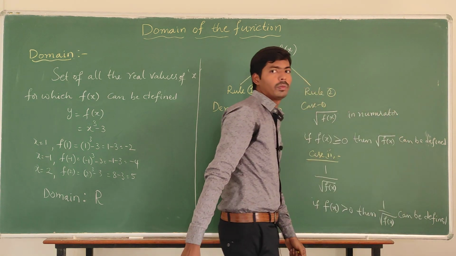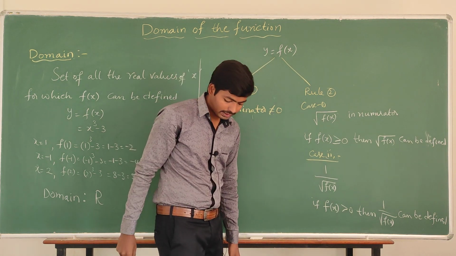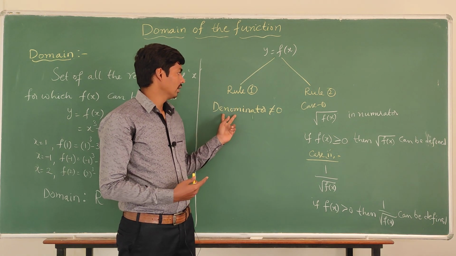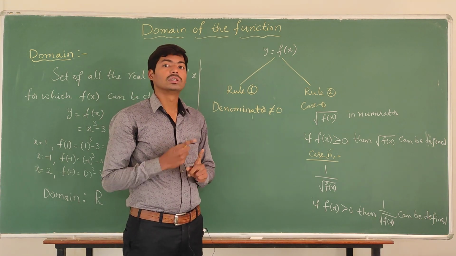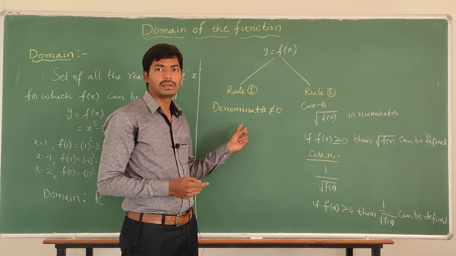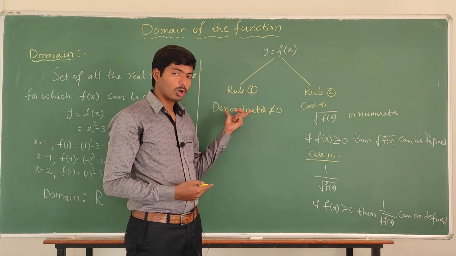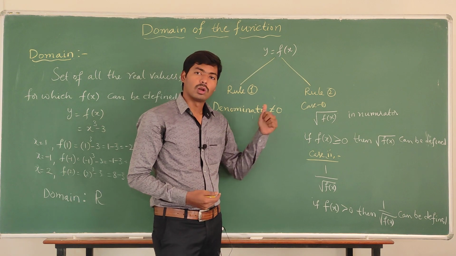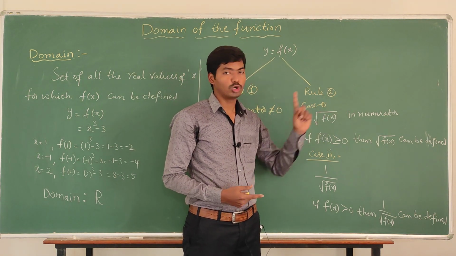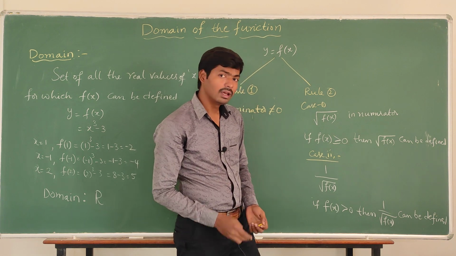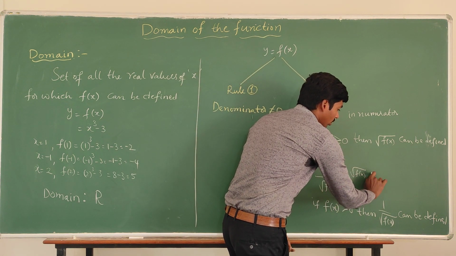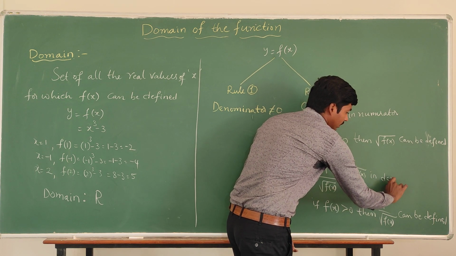So these are the two major rules that we consider while finding the domain of a function. Rule number 1 is always a denominator of a function should never be 0. If the denominator is 0, my function will become undefined. So that's why denominator can never be 0. Rule number 2, if it is a root function in numerator, root function in denominator, here case number 2.